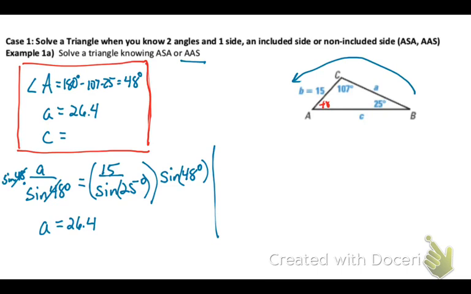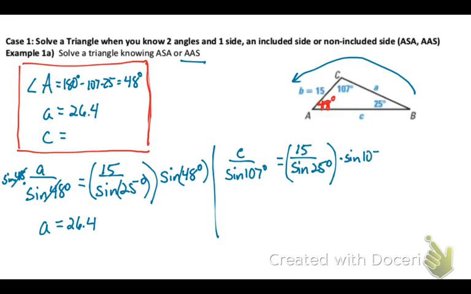So let's set up a law of sines proportion. So side C, and we're going to pair it with its angle, so over the sine of angle 107. And then that will be set equal to a known pair of side and angle. So again, we can use 15 over the sine of 25 degrees. We're going to solve this the same way. We're going to multiply both sides by the sine of 107.